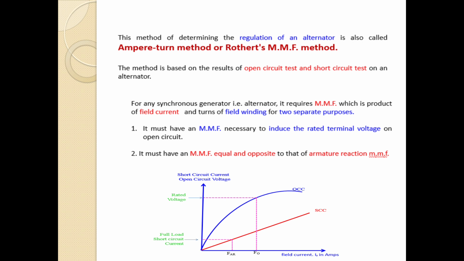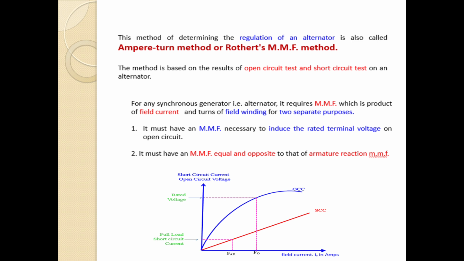Field current IF2 is determined, because short circuit current is equal to full load current on short circuit. Power factor on short circuit is almost zero lagging. Field ampere-turns are usually used to overcome armature reaction. Now let the alternator supply full load current at a power factor of cos phi.